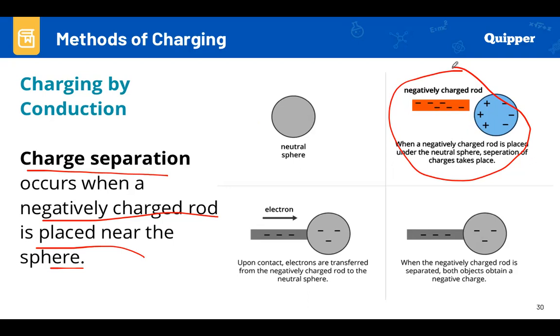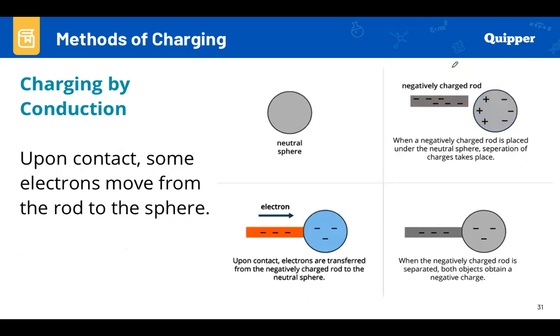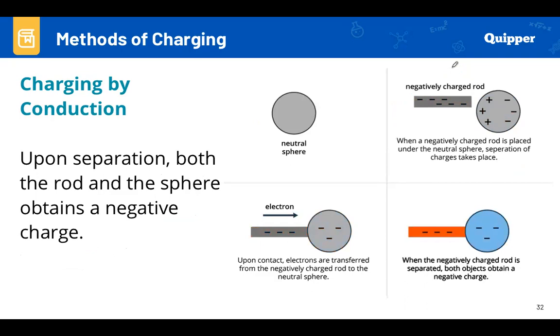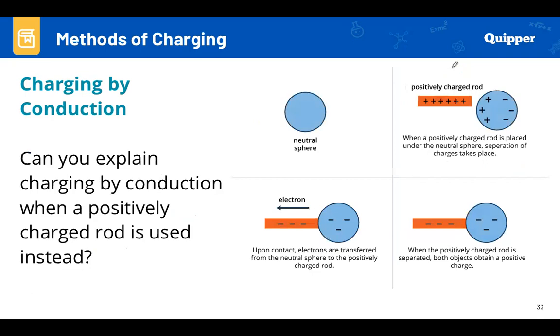Okay? And kapag didikit mo na mismo yung electrons or yung bagay na yon, yung rod na yon na merong negative charges sa isang neutral sphere, itatransfer naman niya na yung mga negatives. Okay? So upon contact, some electrons move from the rod to the sphere. Upon separation, both the rod and the sphere obtain a negative charge. Okay? Now, can you explain charging by conduction when a positively charged rod is used instead?